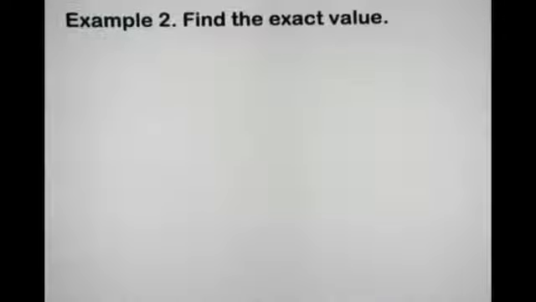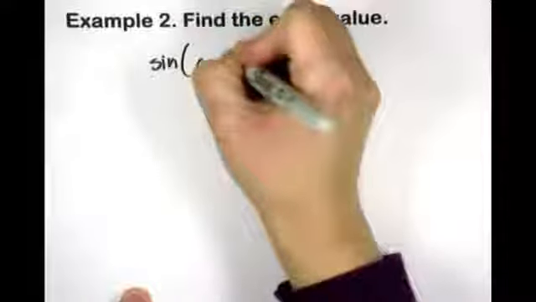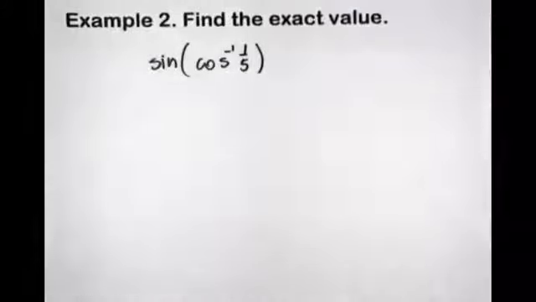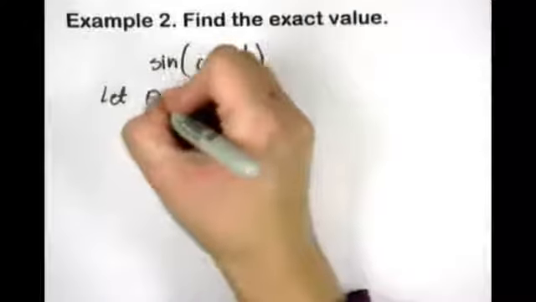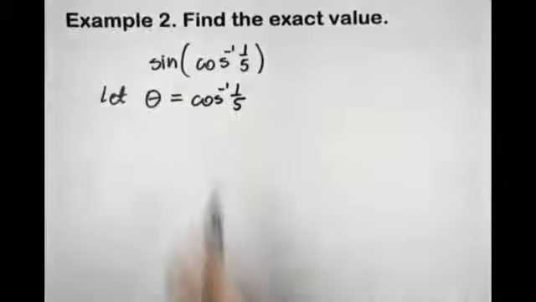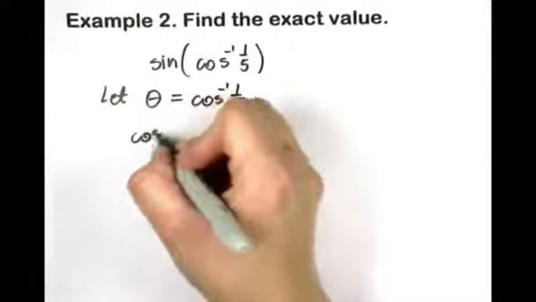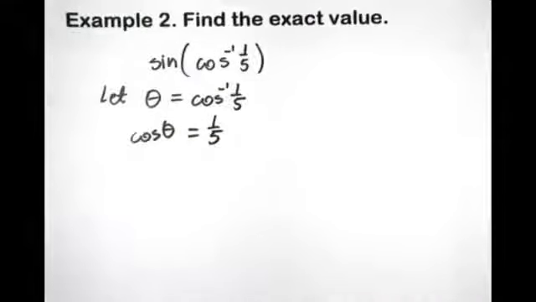And now we have example 2 with the inverse functions. Find the exact value of sine of cos inverse of 1/5. How do we do it? We let the inside stuff be theta. Let theta be equal to cos inverse of 1/5. If I take cos of both sides, then I have that cos theta is equal to cos, and cos inverse cancel out, is equal to 1/5.